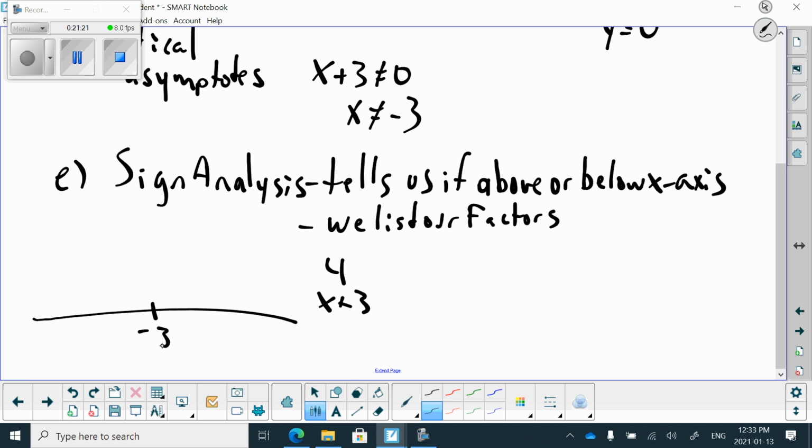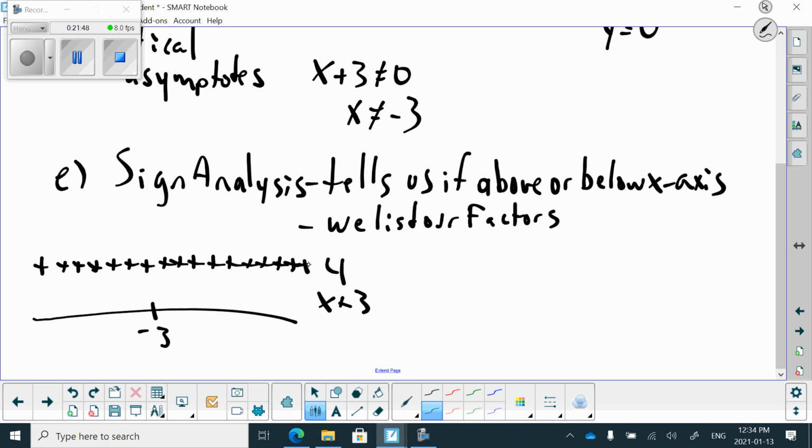Let me ask ourselves, all the numbers before -3 and numbers after -3, is that going to change the value of 4? Is there a variable to change the value of 4 on it? No. So what is 4? Is it positive or negative? Yeah, it's positive. Absolutely.